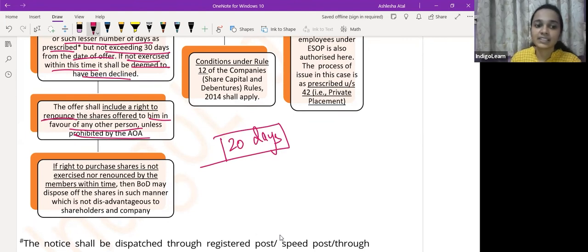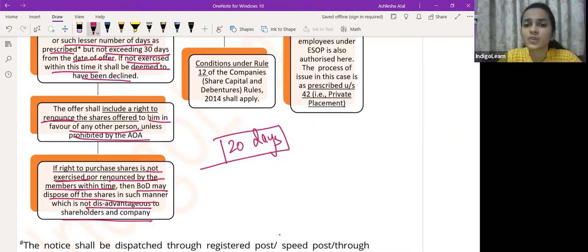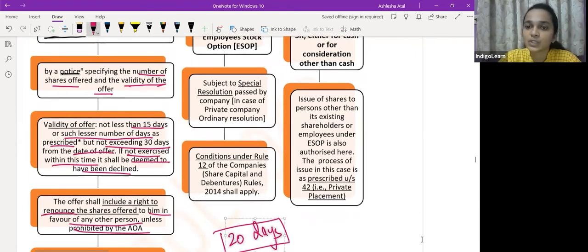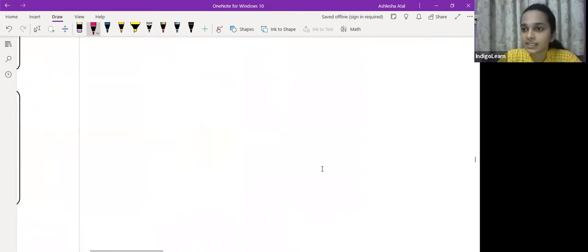And if the right to purchase shares is not exercised nor renounced by the members within the time, the board of directors may dispose of the shares in such manner which is not disadvantageous to the company. So अगर renounce भी नहीं किया है, accept भी नहीं किया है within the time which has been specified, तो उस situation में board of directors decide करेंगे कि उनको क्या करना है. They will dispose of the shares in a manner which is not disadvantageous to the company, मतलब which is basically in favor of the company.